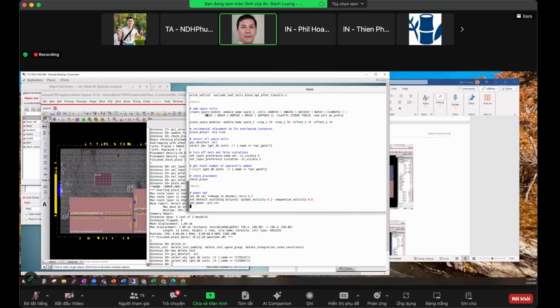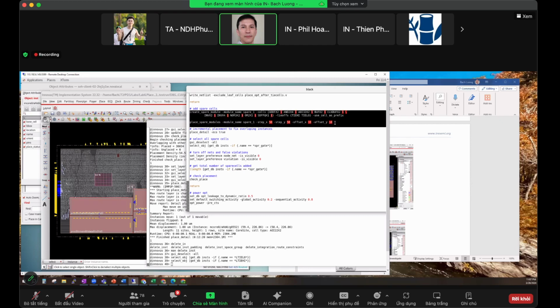Okay, so to create a spare cell module, we call it with the prefix spare underscore. It may add a lot of modules, I don't know how many. It depends on the size of your core, because here we tell it to place according to the size. So 50 micron apart in the X and Y direction, and then 10 micron away from the boundary, right? Based on that, it will create and place the spare cells accordingly. So it may be 100 modules or so on.